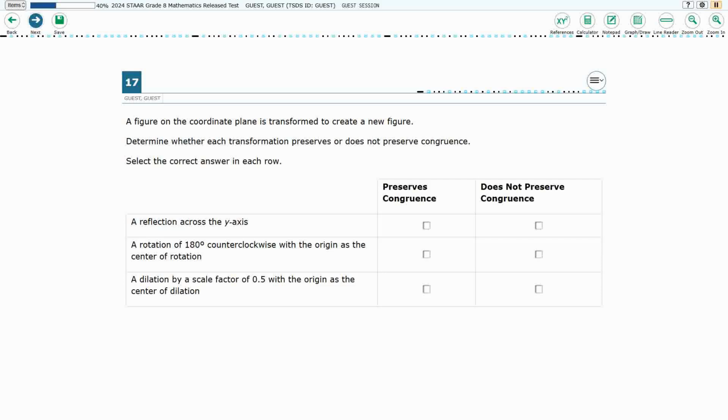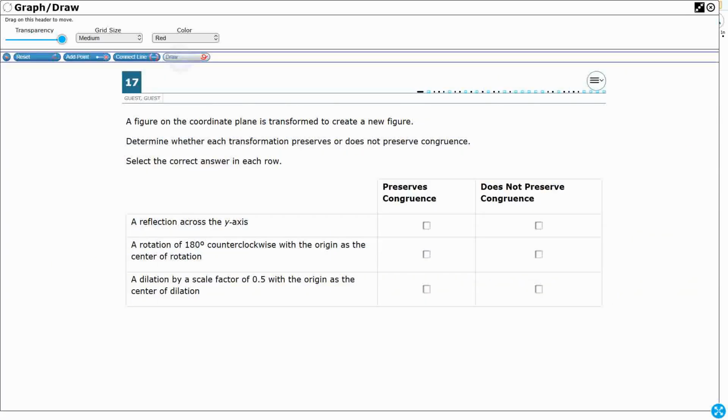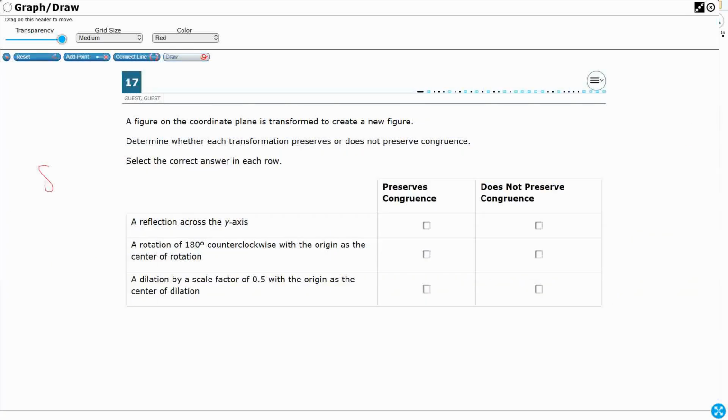For number 17, we are looking at congruence and transformations. You see we have a match table grid, which means we just either need to say it does or does not preserve congruence. This is 8.10b. And if we know our vocabulary, we are good to go. Congruent means same size, same shape. So is a reflection going to preserve congruence? If I've got a shape there and if I reflect it over there, does that preserve congruence?